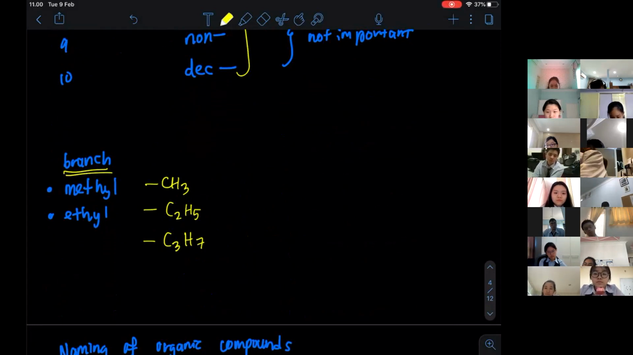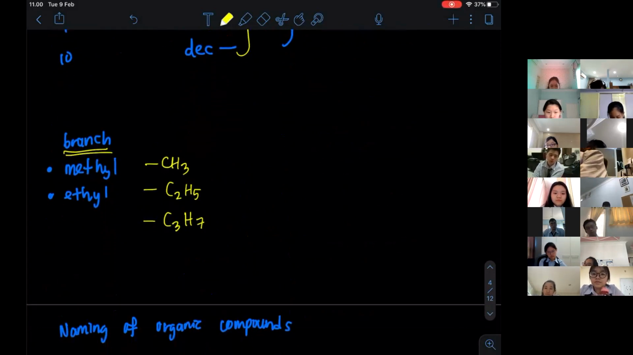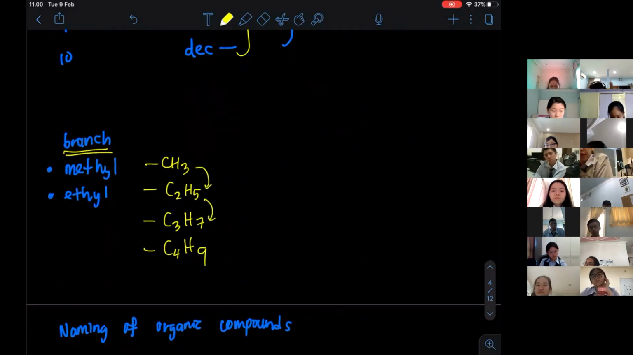And it can go on. Predict what is going to be C4. I can just go on like this, C4H9. How? Every single time it goes here, you can see there is an increase of CH2. I'll leave it for next time. This is what we call homologous series.